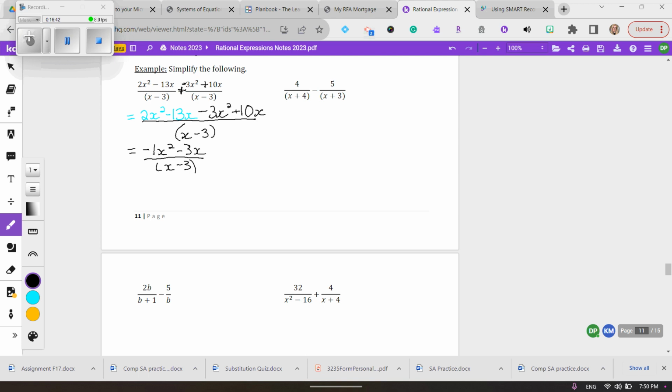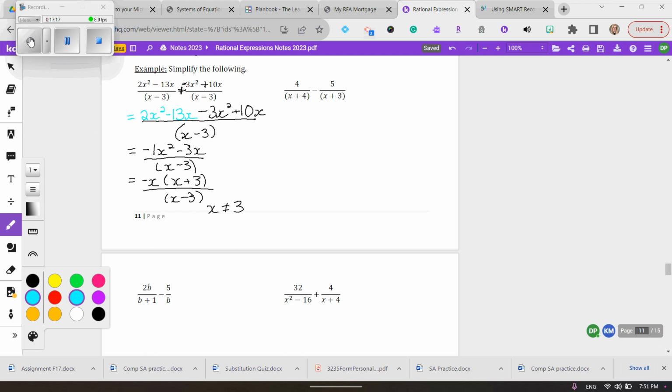Okay, almost finished. I noticed that the top can be factored, so I am going to factor out a negative x, and I'll be left behind with x plus 3. Oh, so close to being able to cancel off the bottom. Those need to be identical in order to cancel them out. So my final answer is negative x times x plus 3 over top of x minus 3. And now I'll state my non-permissible value is x cannot equal positive.